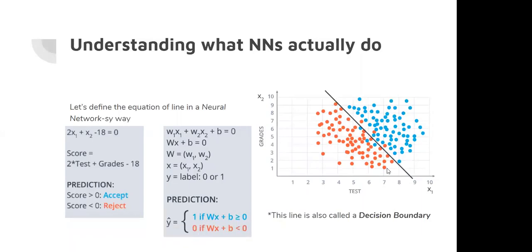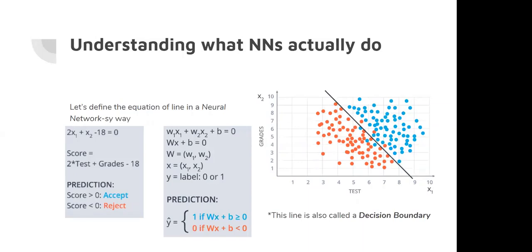Now what I need you to think is, you had a 2-dimensional data set, and I asked you to separate it in 2 parts, so that on one side you have students who got accepted, and on the other side students who got rejected. You drew a 1-dimensional line. A line is 1-dimensional. You had a 2-dimensional data set and you drew a 1-dimensional line.